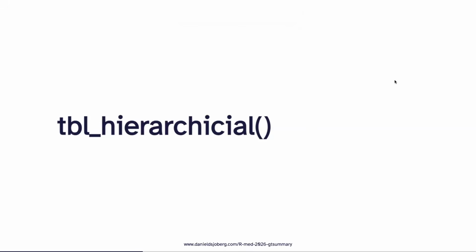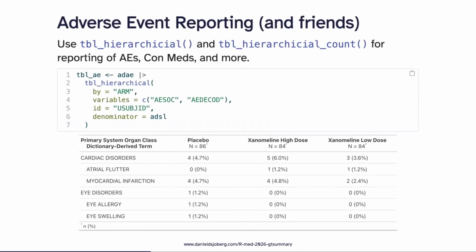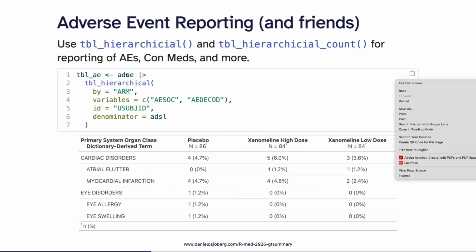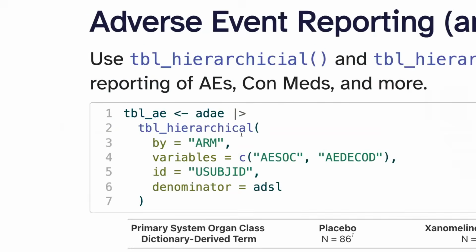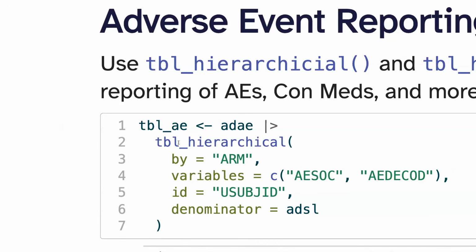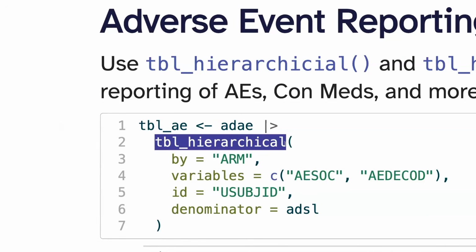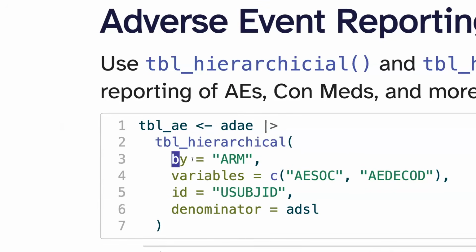Next, I want to talk a little bit about the hierarchy tables for adverse events, like we mentioned before. So we're going to be using tbl_hierarchical for reporting of AEs, conmeds, and other types of things. Concomitant medications is conmeds. So the basic syntax here is that you're going to pass your ADAE dataset to the tbl_hierarchical function. You're going to say, please give me those statistics by the treatment arm.